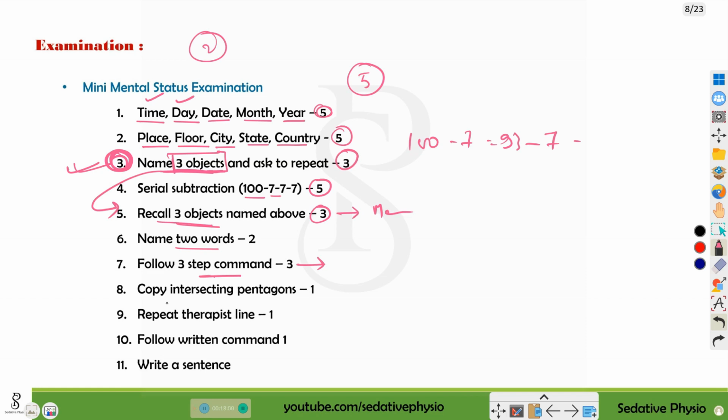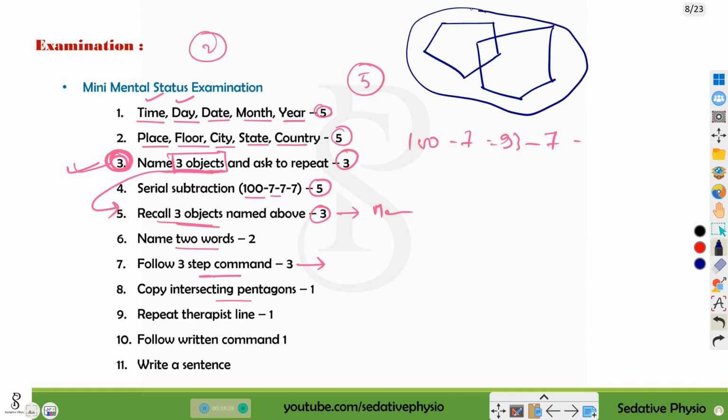Okay, now copy intersecting pentagons. You have to make two pentagons intersecting each other, like 1 2 3 4 and 5. This is a pentagon. Again 1 2 3 4 5. This is again a pentagon. And now these two pentagons are intersecting each other. You will make a diagram like this and ask the patient to copy this diagram. If the patient copies it successfully, it is a fantastic job, there is no error. And if the patient fails to do so, there is something unusual with the patient.